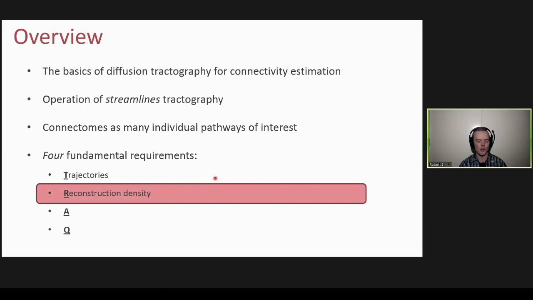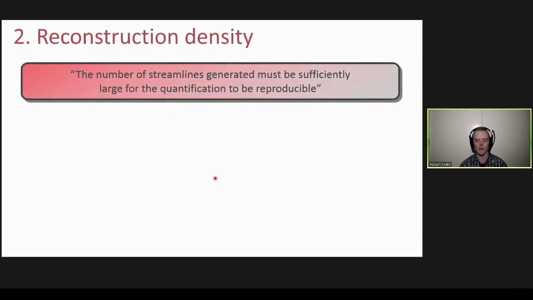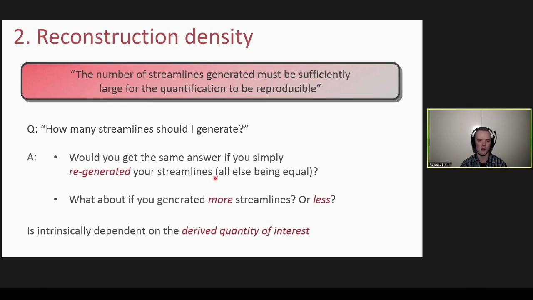So the second one, the second point of these four, is again quite easy. It's reconstruction density. The basic point here is that you need to have a sufficiently dense reconstruction so that whatever quantity you're deriving from your experiment is reproducible. And to greatly simplify this expression, it's the old question: how many streamlines should I generate? This question comes up all the time for Connectome construction. Unfortunately, we still don't particularly have robust answers on this. There's a few people working on various experiments for it.